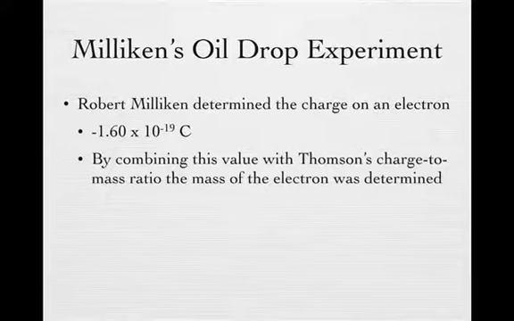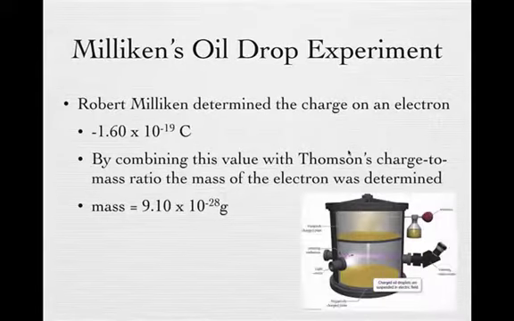But by combining the value that he received for the charge and Thomson's charge to mass ratio, he was able to get a much better mass of the electron, and it was found to have a mass of 9.1 times 10 to the minus 28 grams, or we also see 9.1 times 10 to the minus 31 kilograms, and so a very, very small particle.